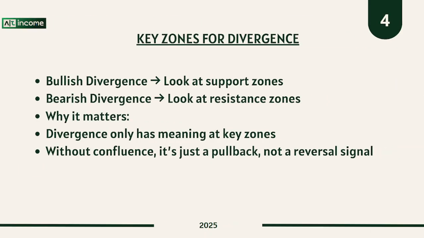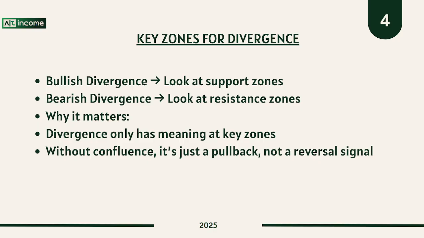Now, bullish divergence, you look at it at a what? At a support zone. Bearish divergence, you look at it at a resistance zone. Okay, so why does it matter? Divergence only has meaning at key zones. Please, okay, don't just go to the 1 minute time frame and start looking for divergence. Those things happen in those time frames also, but can you identify that this is a strong level at which it is going to happen?